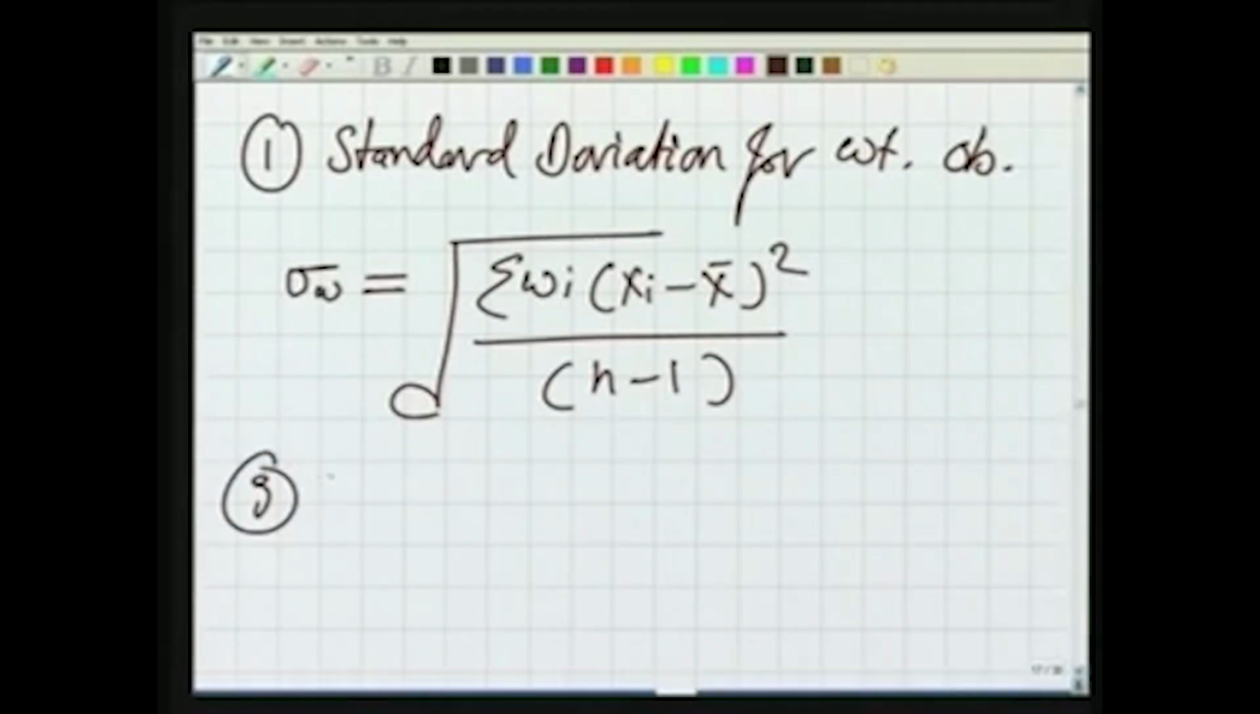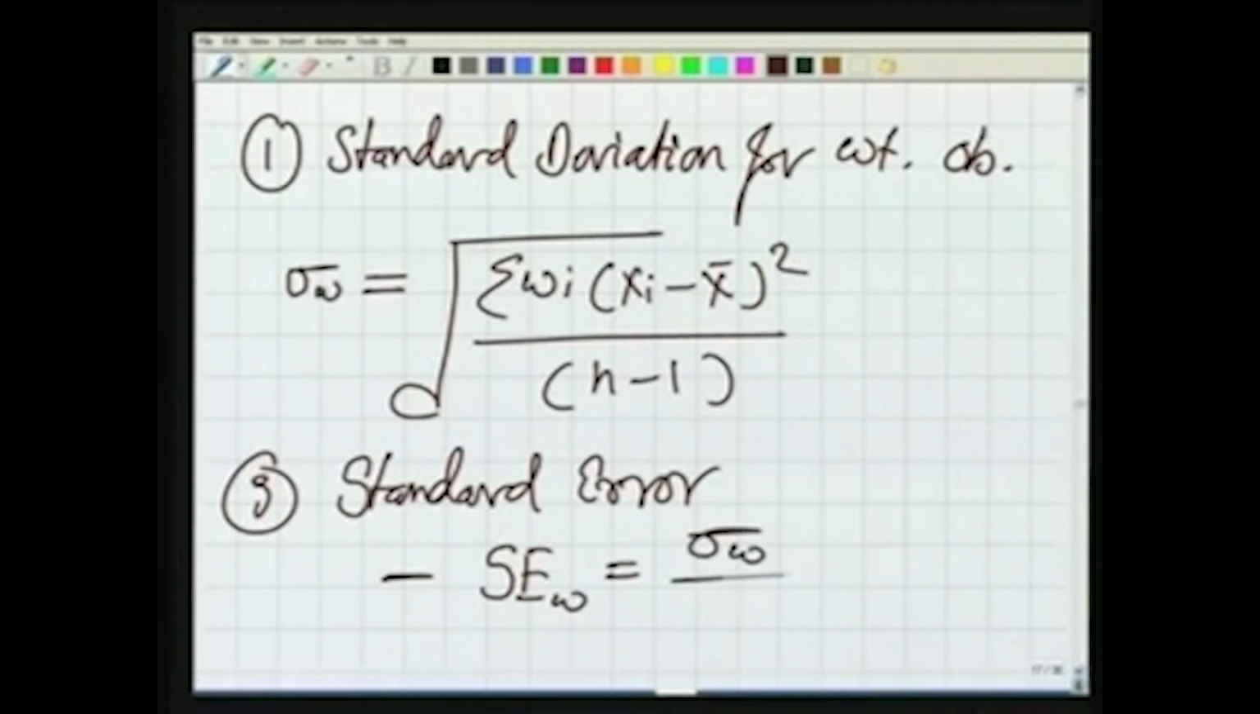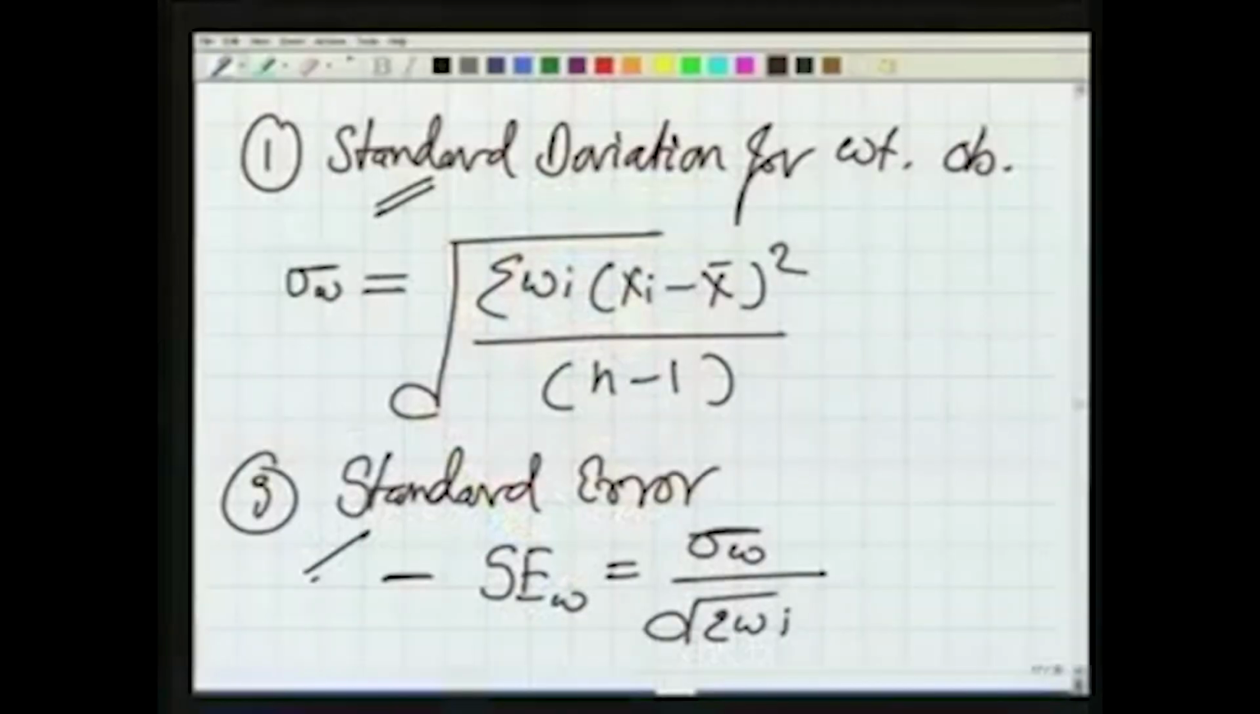Third, corresponding to the standard error. The standard error, as we had written SE earlier, weighted is the weighted standard deviation divided by the square root of n. All these are equivalent in terms of their physical meaning to what we have already discussed. We have discussed the standard deviation, what it means, standard error, what it means, where we use it. So all these measures are also similar to that.